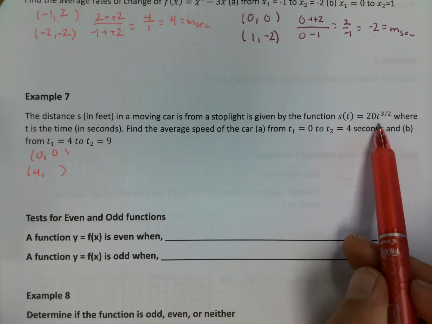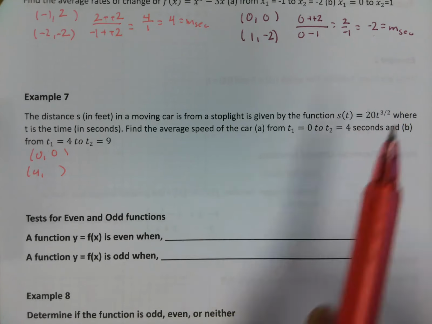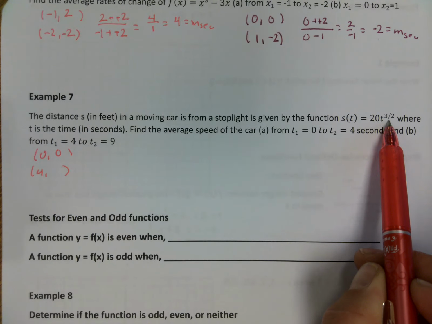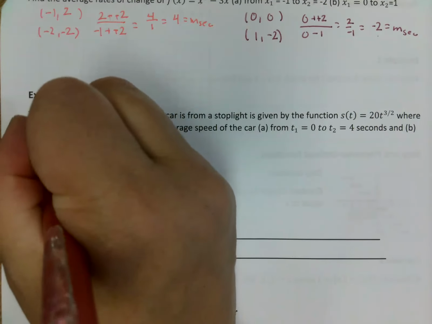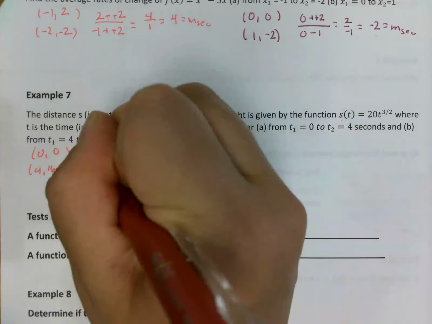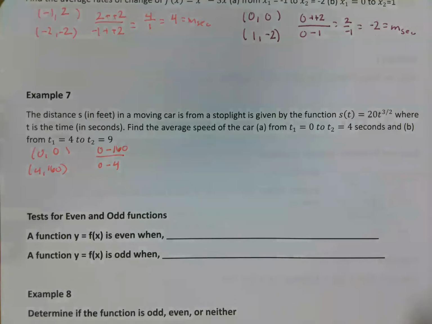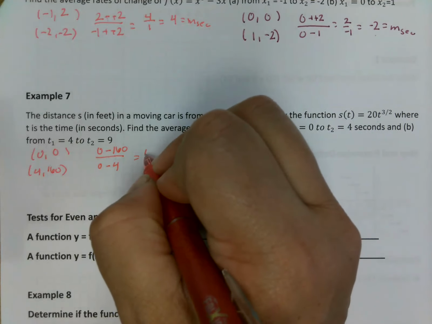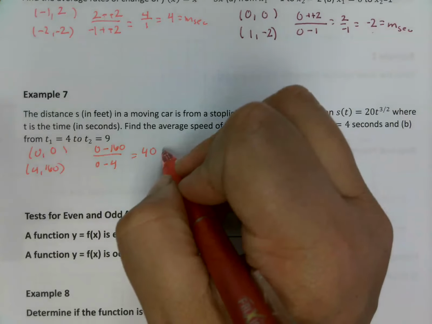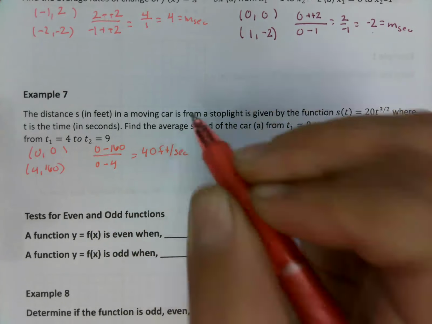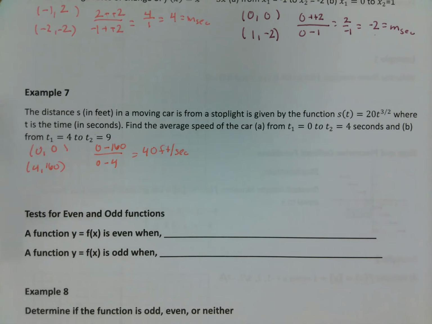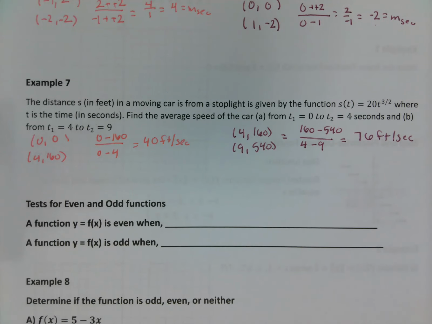If I plug 0 into that, I just get 0. If I plug 4 into this, I do 4 raised to the 3/2 power times 20, and I would get 160 out. So again, my difference of y's over my difference of x's, I would get 40. Now in this case, this would be feet per second, because it's telling us that we were going feet in seconds. Pause the video and try to do B by yourself right now. So we get 76 feet per second.